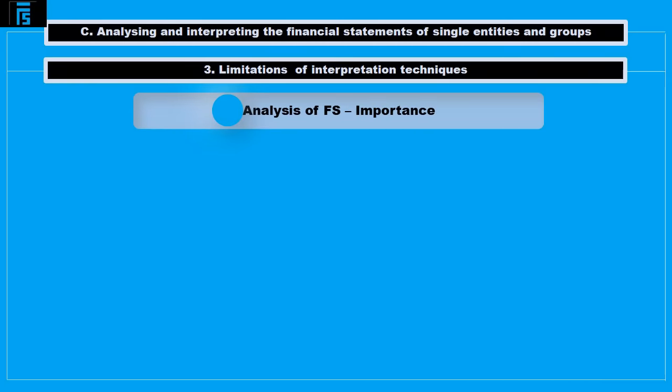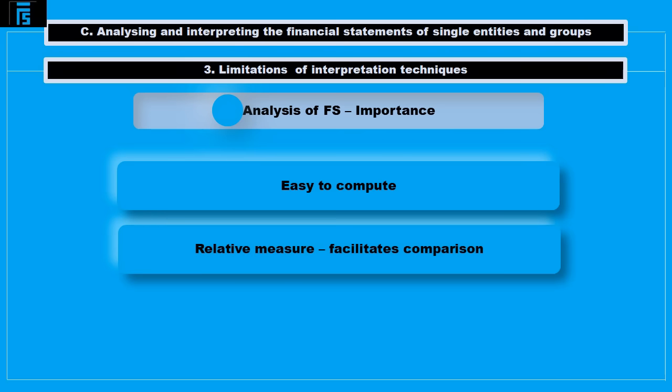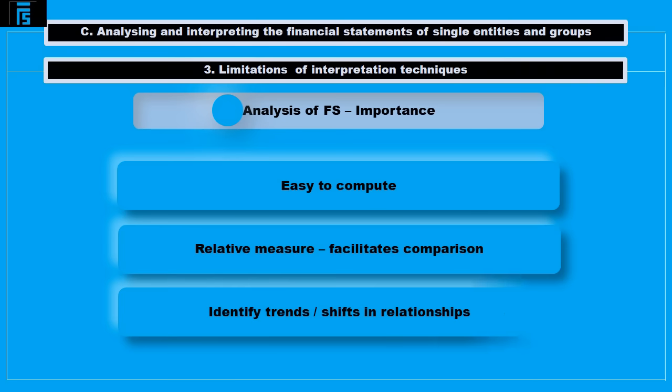The overwhelming popularity of ratios and ratio analysis may be linked to several factors, including the ease with which most ratios are computed from financial statements and market data, their relative nature, which facilitates comparisons across companies of different sizes and operating in different industries, geographical environments, or using different presentational currencies. And finally, the fact that when computed on a systematic basis, they allow for the identification of trends and shifts in the critical relationships which they are designed to monitor and track.